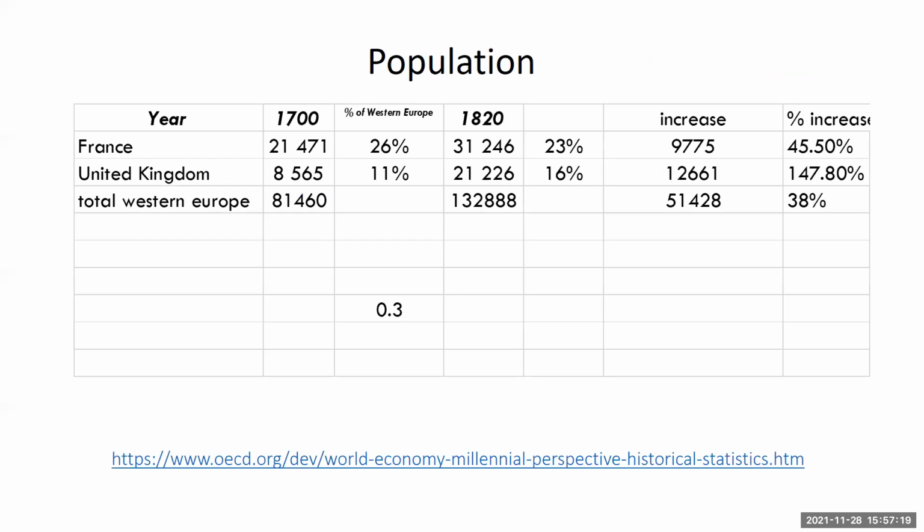Over the course of the long 18th century, Britain's population grew from around 8.5 million in 1700 to 21 million in 1820. Over that same time span, France's population also grew, but not nearly at the same accelerated pace, from 21 million people in 1700 to 31,246,000 in 1820.